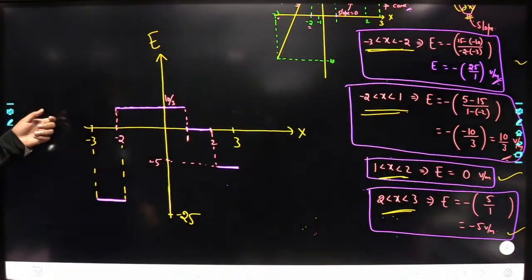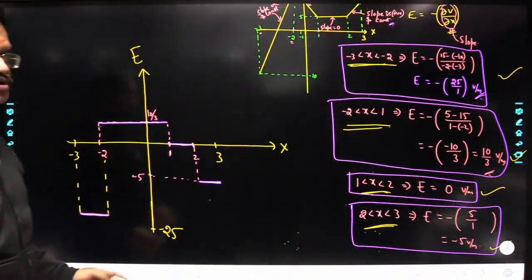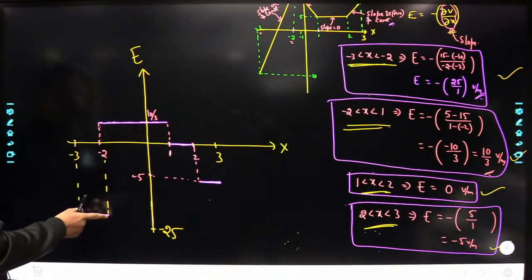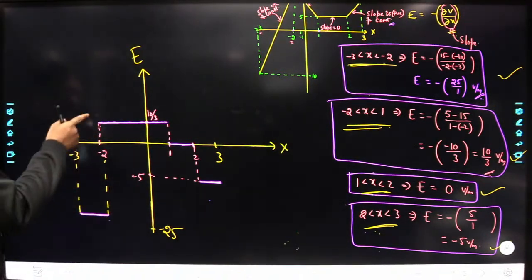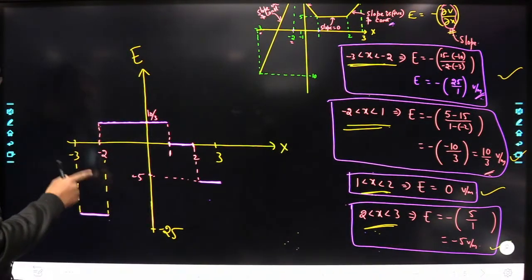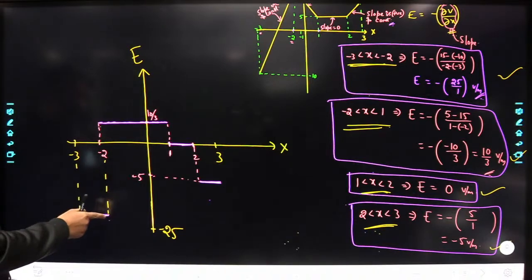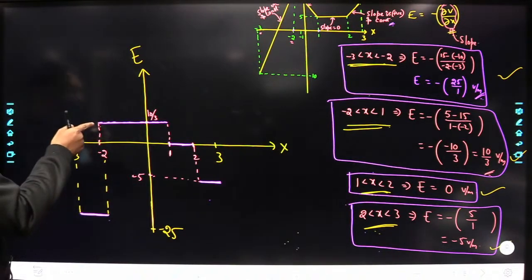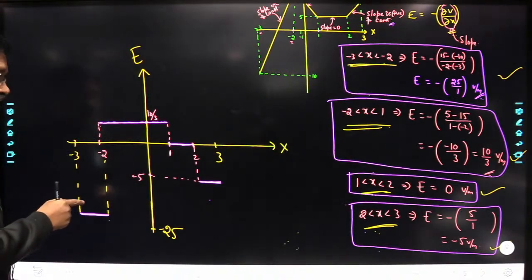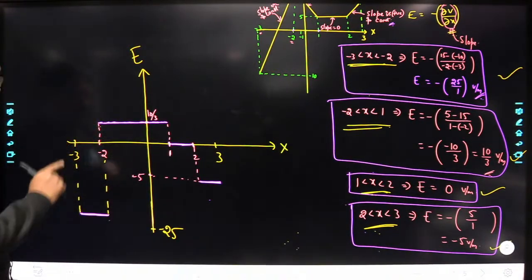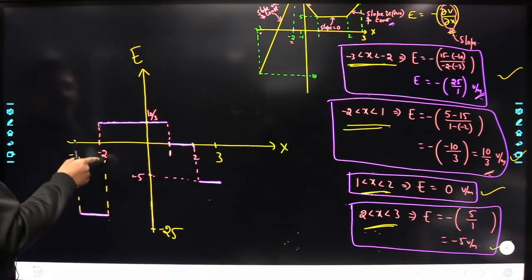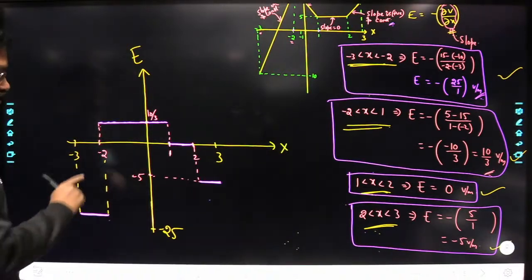See here, if you observe, exactly at minus 2, the electric field is jumping from minus 25 to plus 10 by 3. So exactly at minus 2, the electric field is jumping from minus 25 to 10 by 3. So that means there is a discontinuity at the location of minus 2. Understood? So there is a discontinuity of electric field exactly at the location of minus 2.